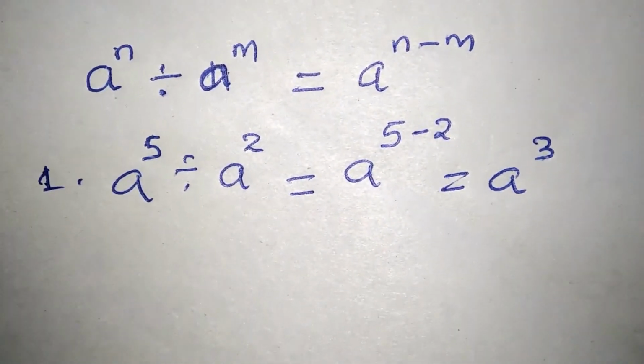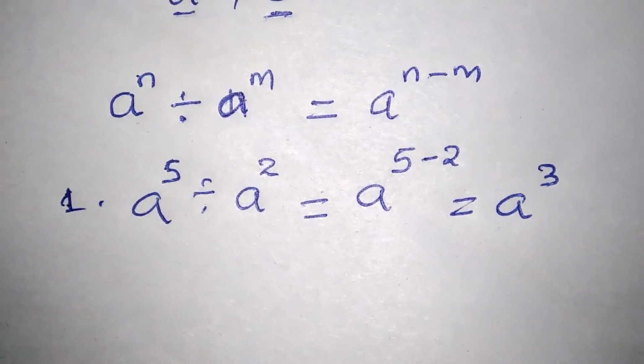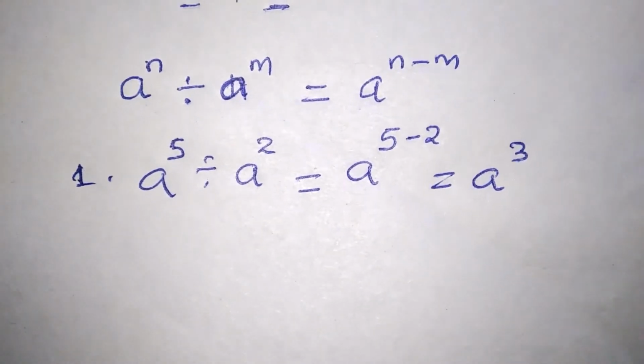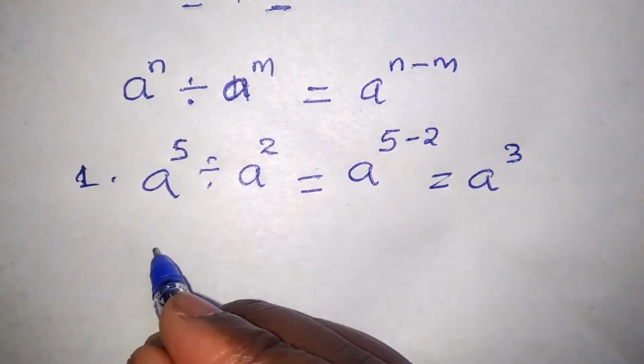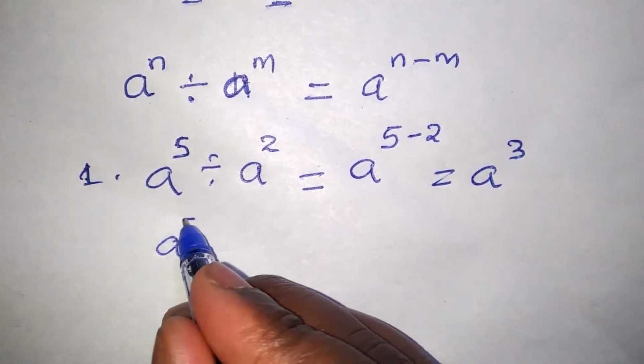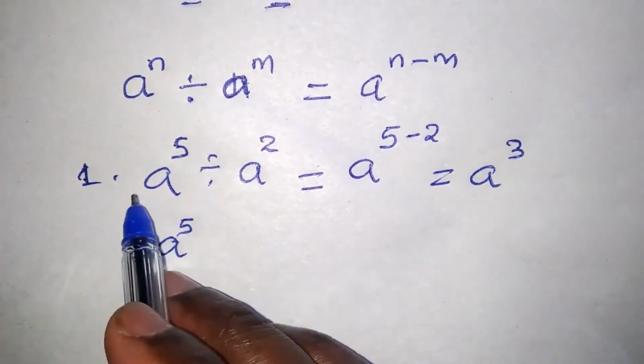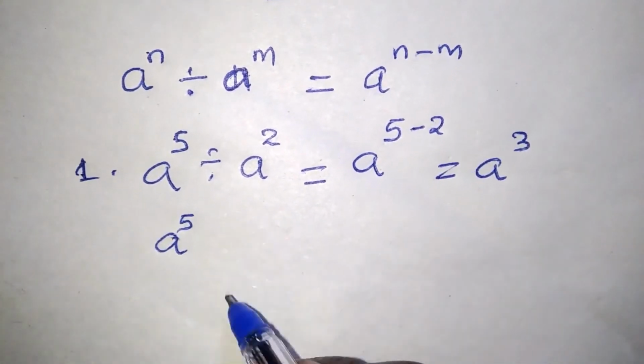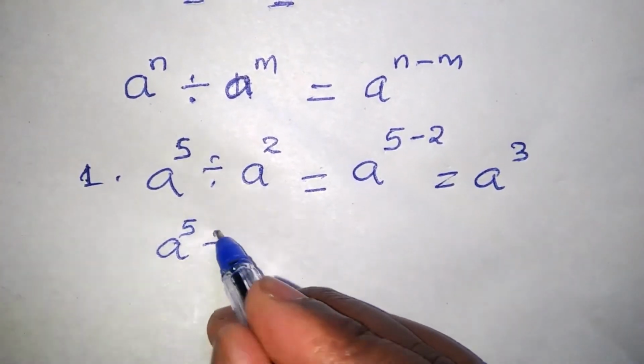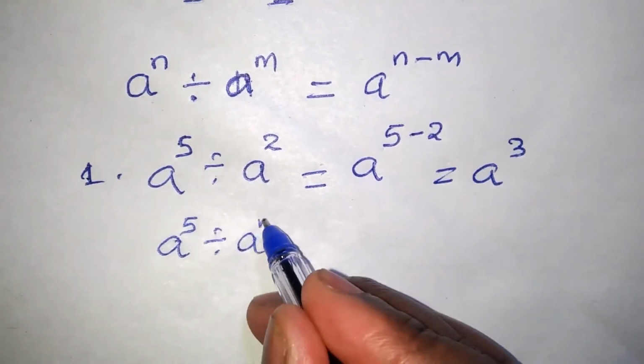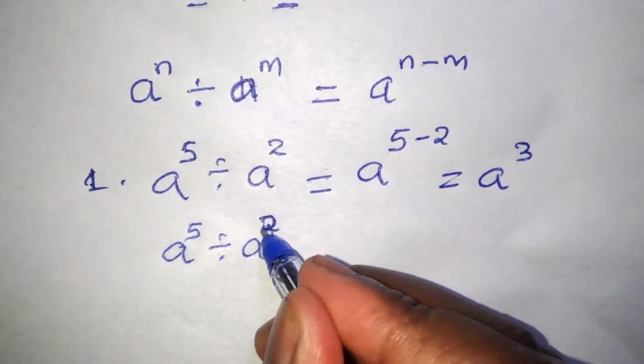It is important that we understand how this comes. So I am going to show you the proof of this. Let's just use the same problem we have had here, which is basically a raised to 5 divided by a raised to 2.